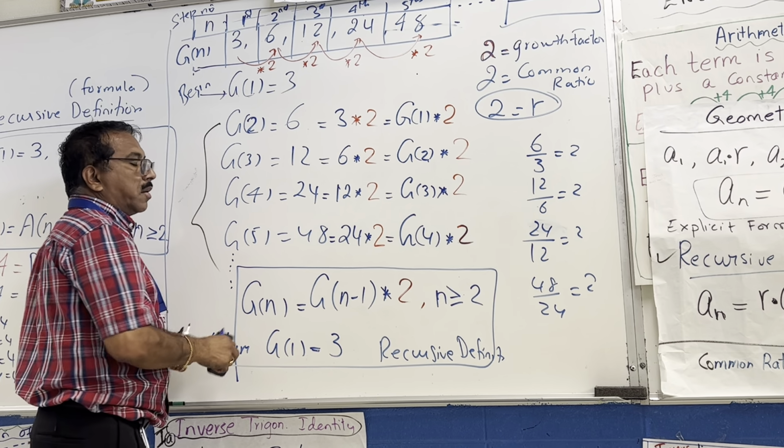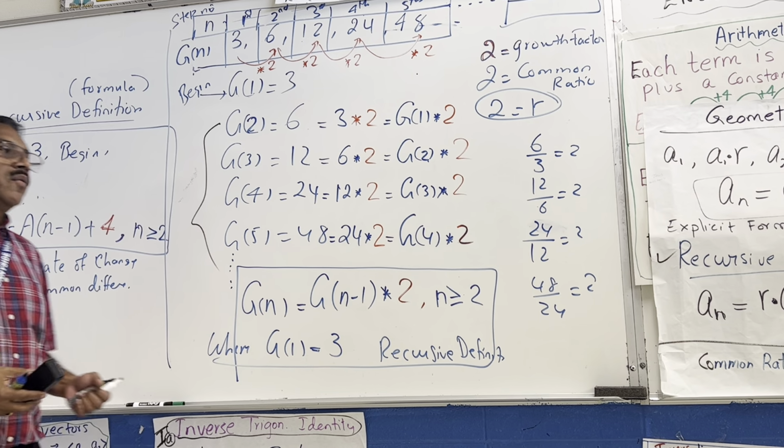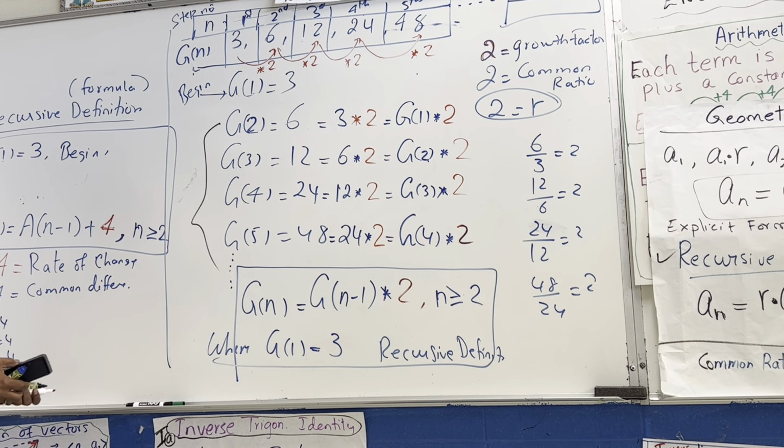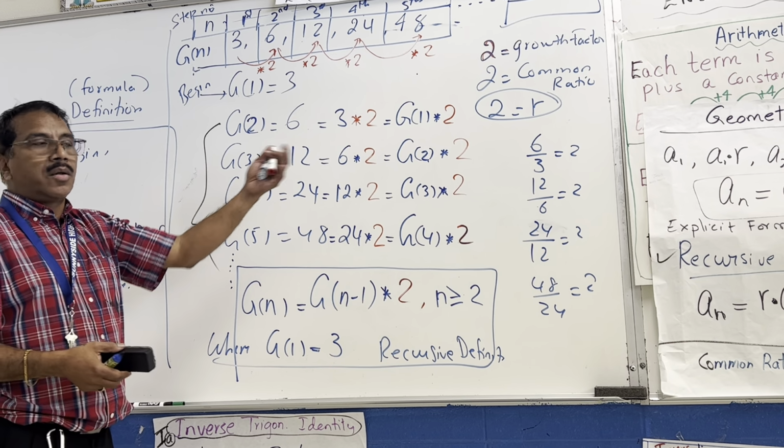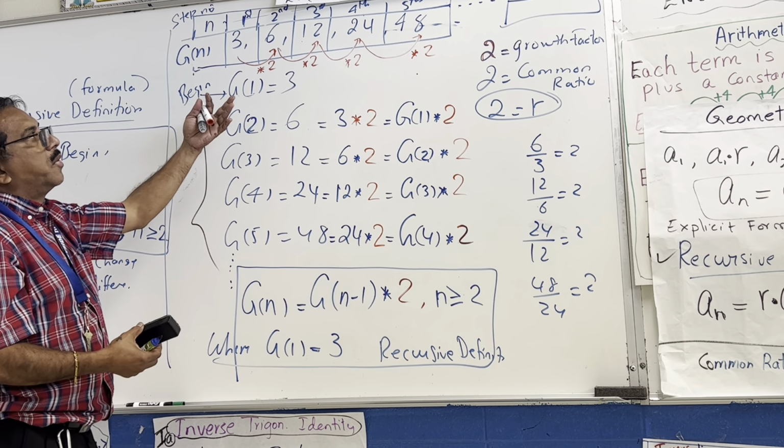But will the sequence always be arithmetic or geometric? This sequence is geometric because there is a common ratio, or a growth factor. Each time you multiply by 2.